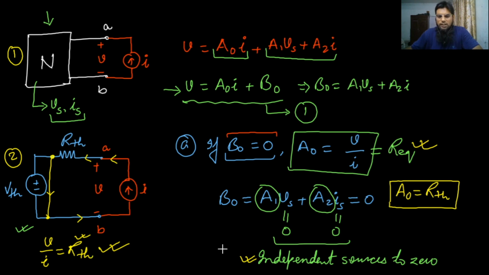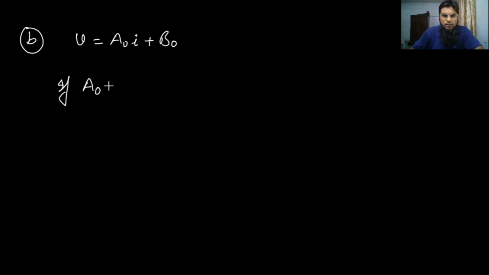Now let us analyze the second case. In the second case, we need to find the value of B0. So we have this equation, A0 into I plus B0. In order to find B naught, we put I equal to 0, not A naught, because A naught is a constant quantity. If I is equal to 0, we can say B naught is equal to the V. Now what happens if we put I equal to 0?